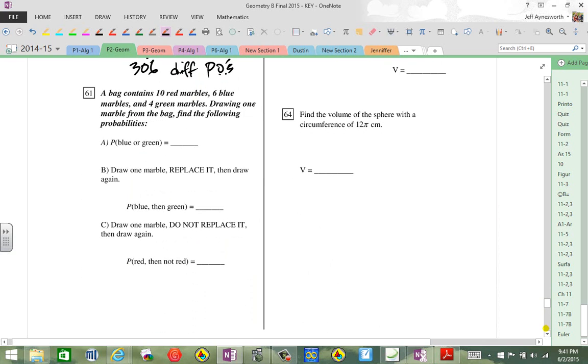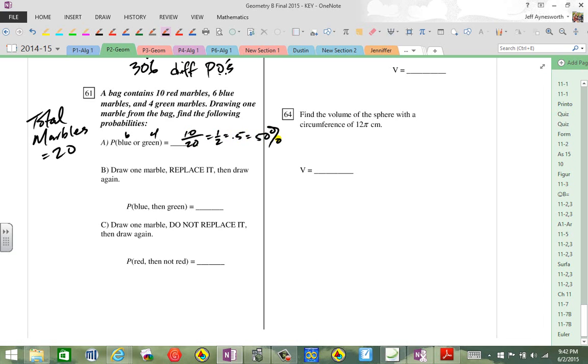All right, on this one here, a bag contains 10 red marbles, 6 blue, 4 green. So I can already count the total. 10, 6, and 4. 4 and 6 is 10, plus another 10 is 20. So the total is 20. Drawing one marble from the bag, find the following probabilities. So there's 6 blue, and there's 4 green. 6 plus 4 is 10, so there's 10 out of 20, or 1/2, which is 0.5 or 50%. So there's a 50% chance to get a blue or a green marble out of 20 because there's 6 of the blue and 4 of the green.